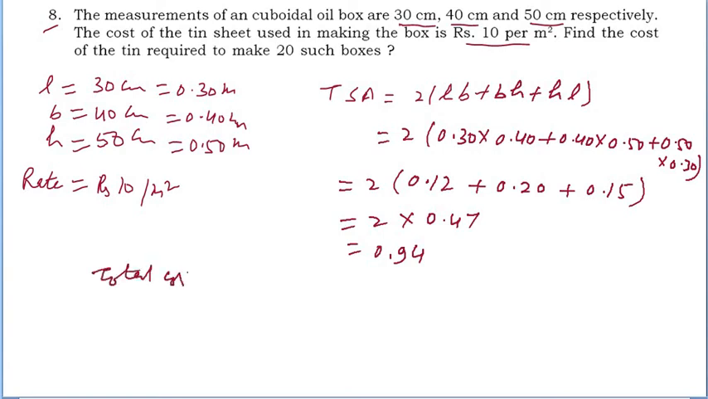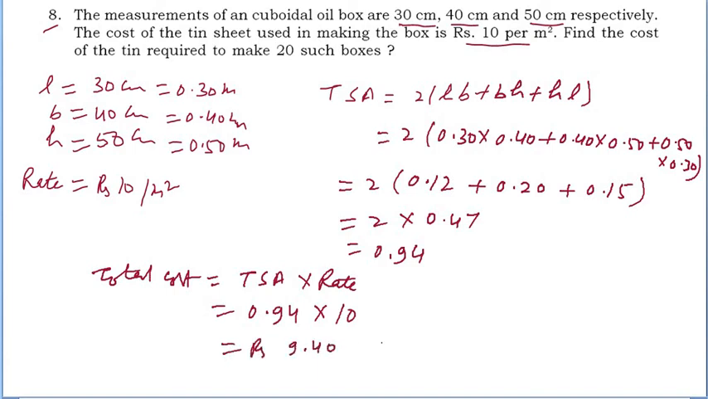So total cost is equal to total surface area into rate. Now multiply total surface area, that is 0.94, and rate is given as 10. So it is rupees 9.40 and that one is your answer.